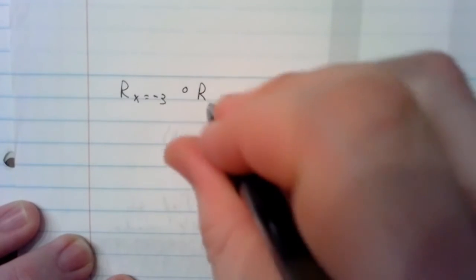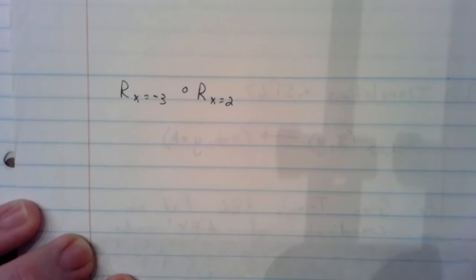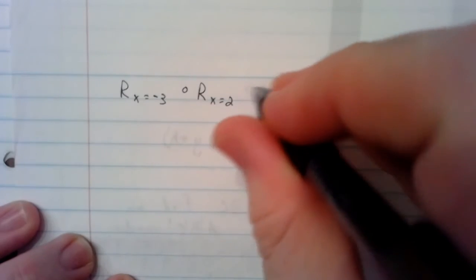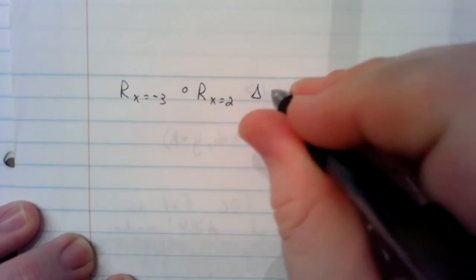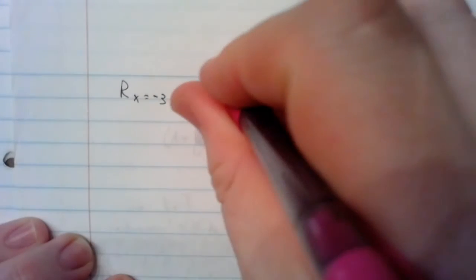And that's going to be composed with a reflection of x equals 2. Okay? So we're going to say that this is a composition of reflections on triangle ABC, and we want to rewrite it as a single translation. Now, we know we're going to do this one first, and we're going to do this one second. And if you want, you could perform this.